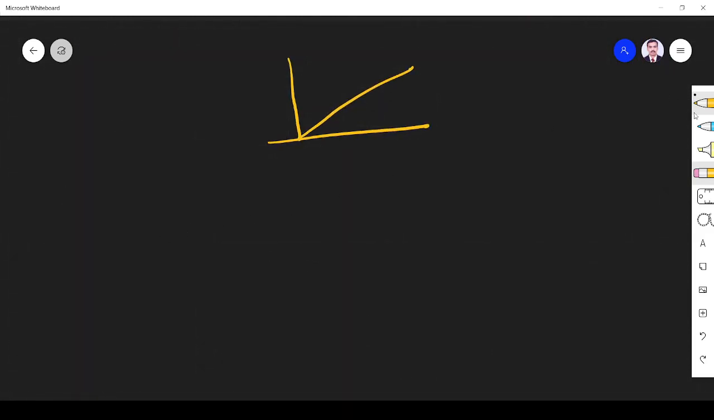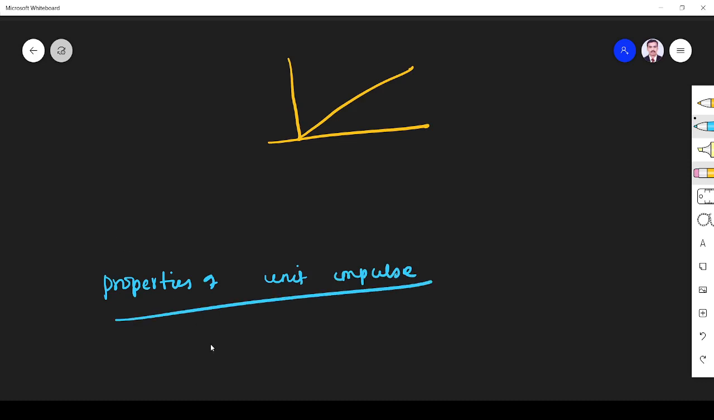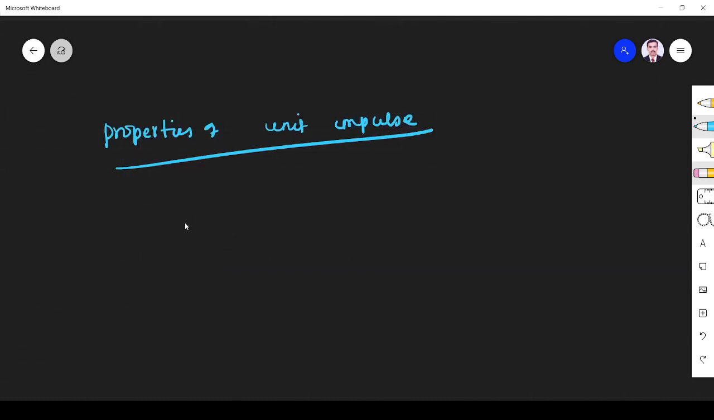Right? And the next important thing is the properties of unit impulse. Some important questions they may ask from this area. One is, if you take x of t, any signal, and multiply with unit impulse del of t, what you get is x of 0, right?